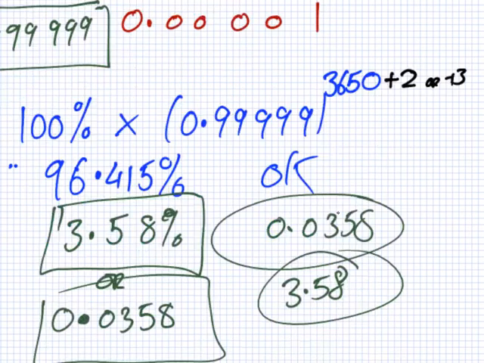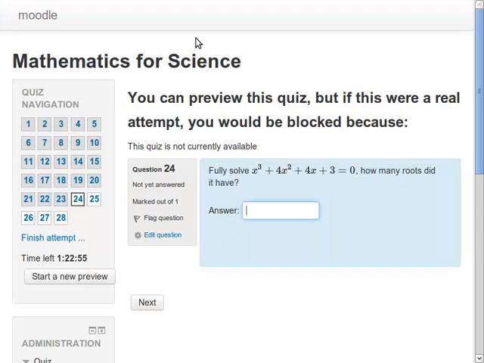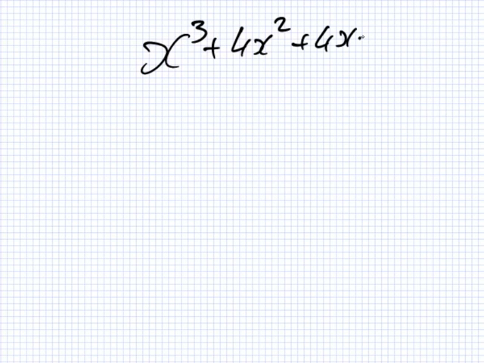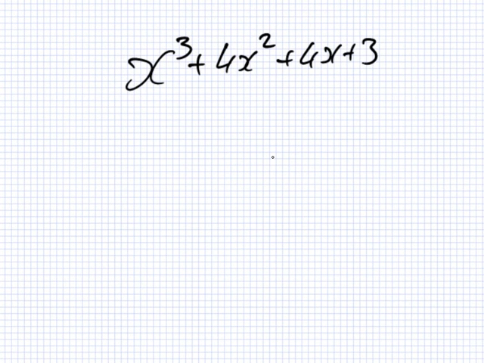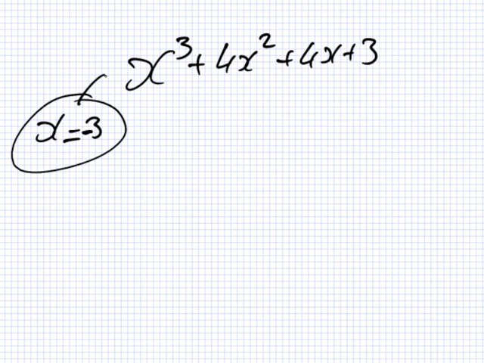Right, next question. x cubed plus 4x squared plus 4x plus 3. So we need to first find one solution. The answer is not going to be positive because that will never be 0. So we need to try -1, -2 and -3. x = -1 doesn't work, x = -2 doesn't work, but when you put in x = -3, it works. So we have the factor x plus 3. Let's divide it.